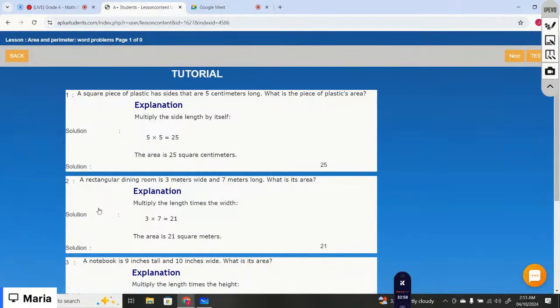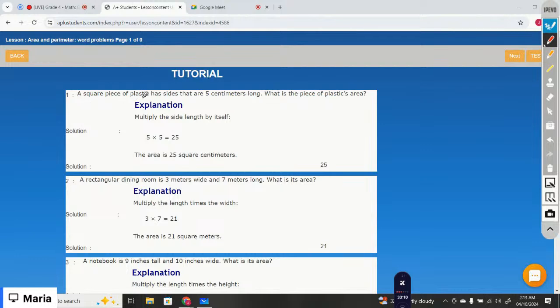Okay, let's start with the first example: a square piece of plastic has sides that are 5 centimeters long. What is the piece of plastic's area? A square piece of plastic has sides. The shape is a square, right? You are given this is 5. A square has all sides equal in length, so they are all 5, right? So you need to calculate the area of the square.